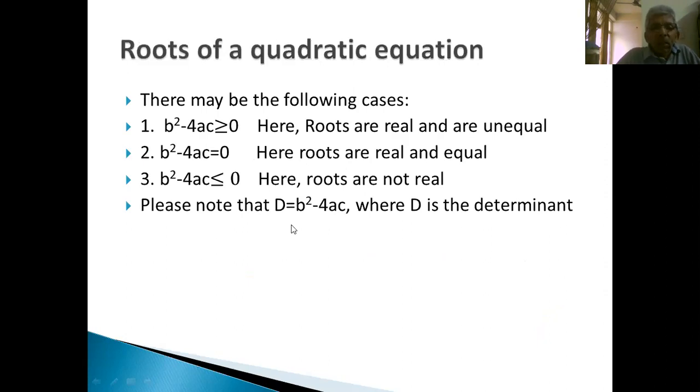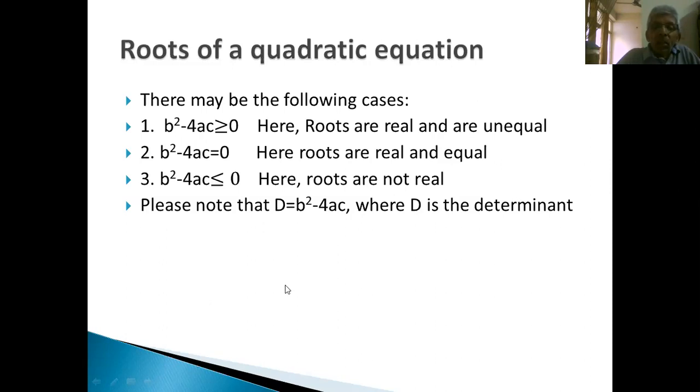Now there may be three cases. One case may be b square minus 4ac is greater than or equal to 0. In this case, the roots will be real. If b square minus 4ac is greater than 0, then the roots will be real and unequal. If b square minus 4ac is equal to 0, then the roots will be real and equal. If b square minus 4ac is less than 0, then the roots are not real.